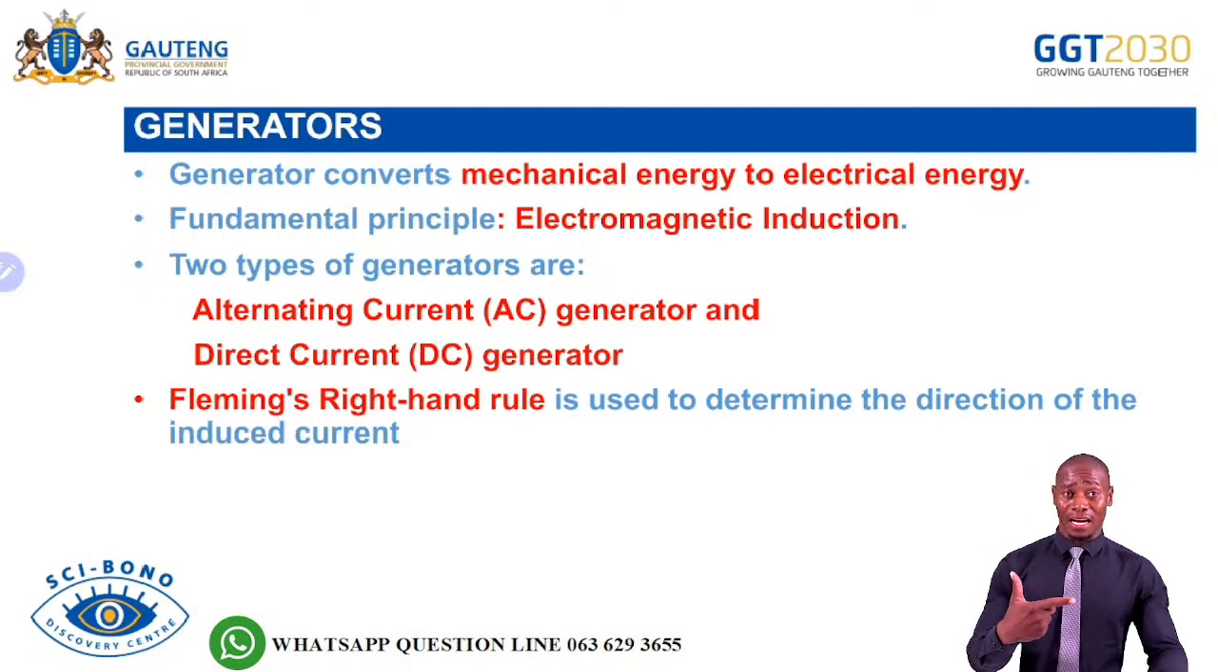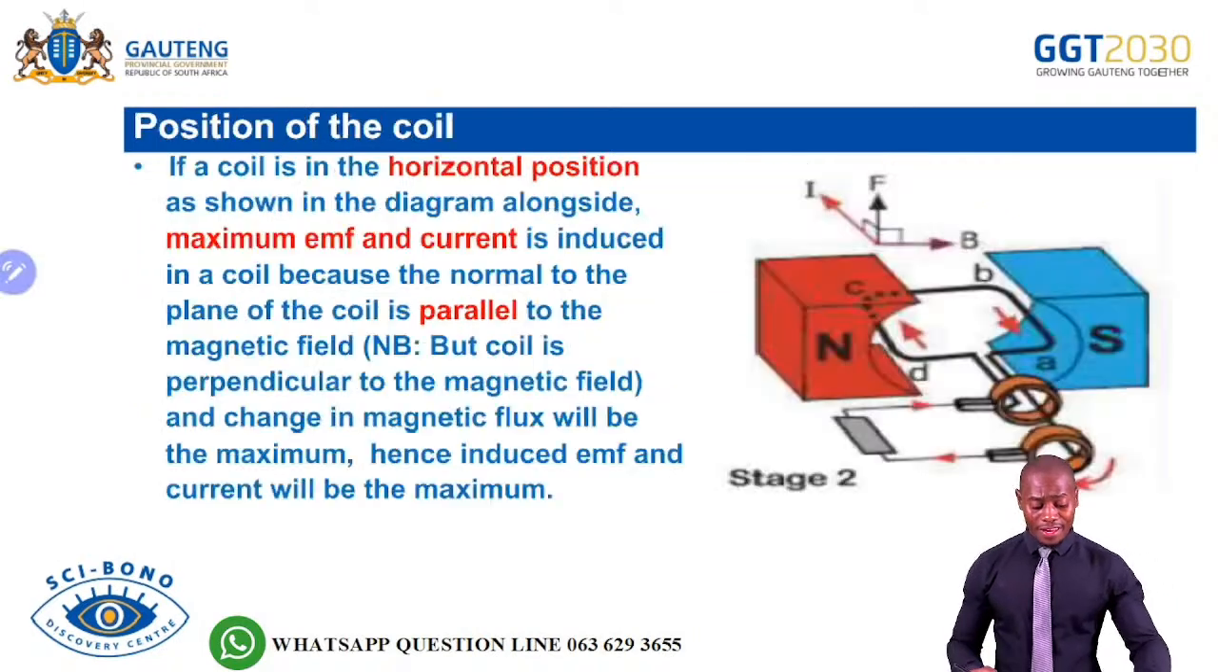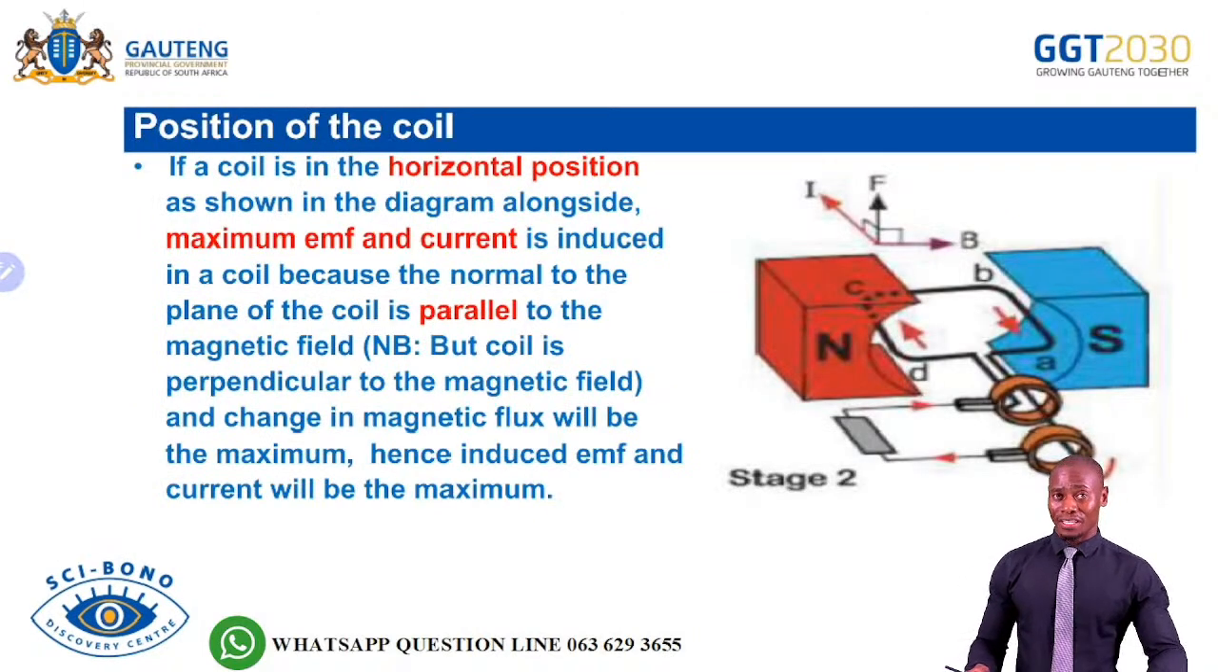And then the index finger is always in the direction of the magnetic field. So wherever your index finger is pointing, it should point to the south pole, because the direction of the magnetic field is always from north to south. Then the middle finger is always in the direction of the current, whether the current is in or out. So we use Fleming's right hand rule to find the direction of the induced current when it comes to generators.